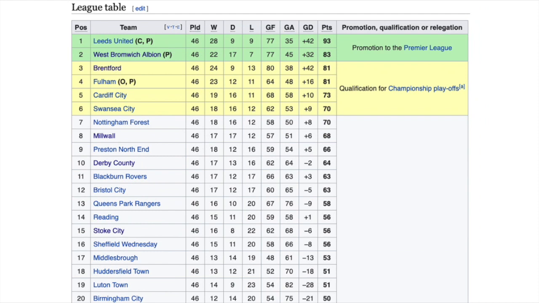What you'll see here, this is the upper part of the Championship table from last year, and you see the top two are green and the next four are yellow. Why is that? Because the top two get automatically promoted to the Premier League. This is important because they don't have to deal with the playoffs. So you'll hear about this: fighting for automatic promotion. This is what they're talking about.